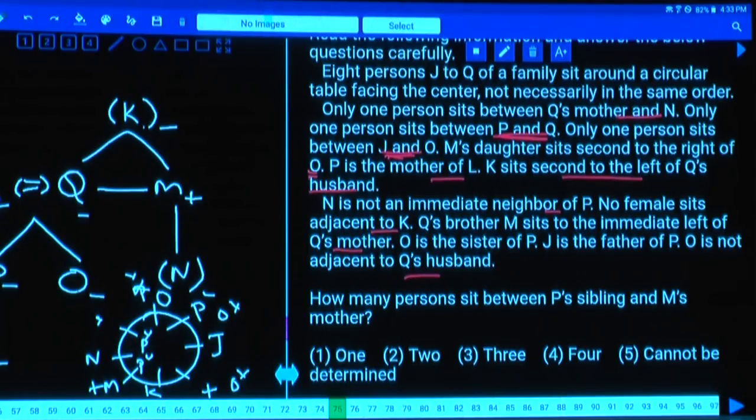Q is a female. As Q is a female, Q cannot be in between K and J. Q is a female, so L is a male. Now we are able to determine the gender of L. In the family tree, we could not determine the gender. Now we are done with this one.